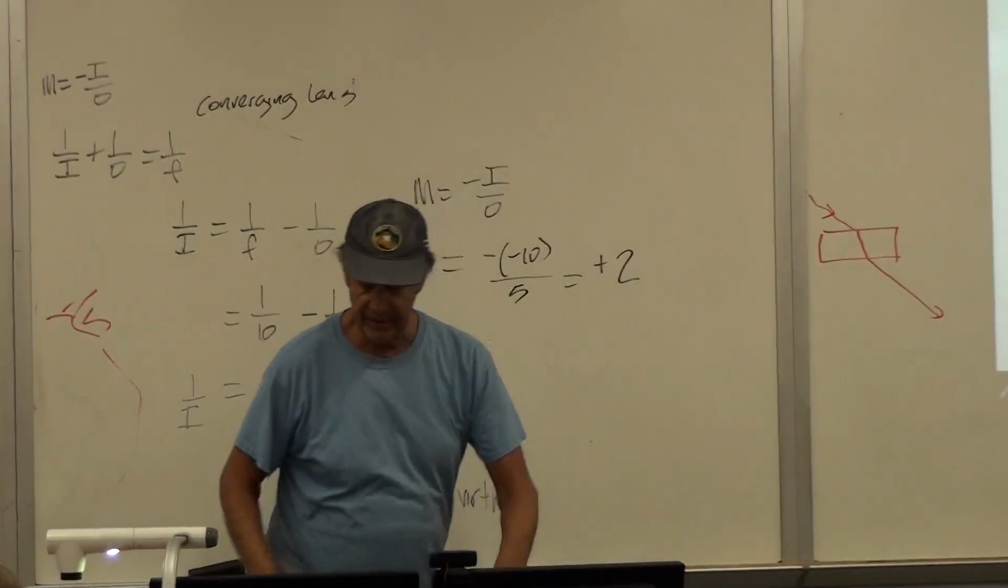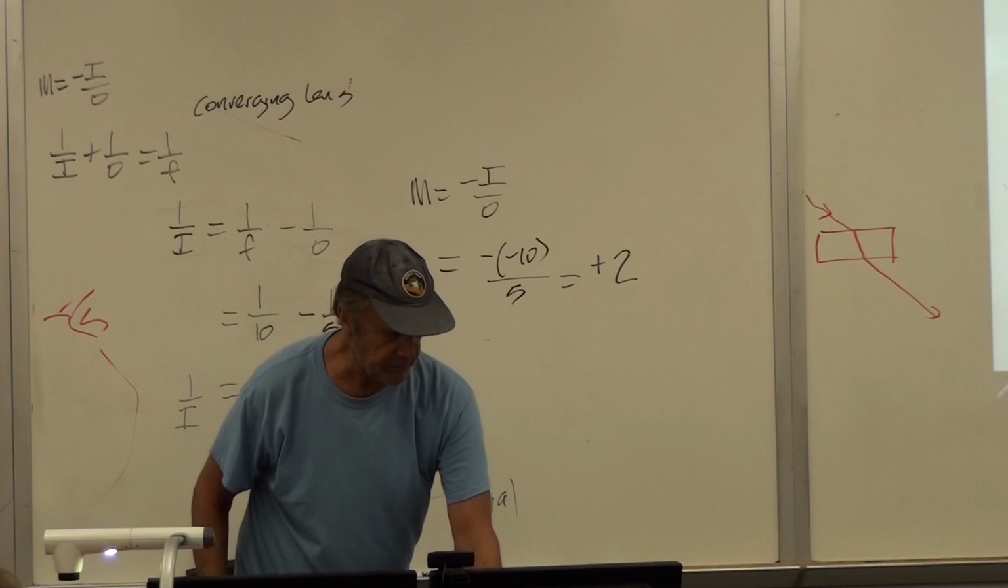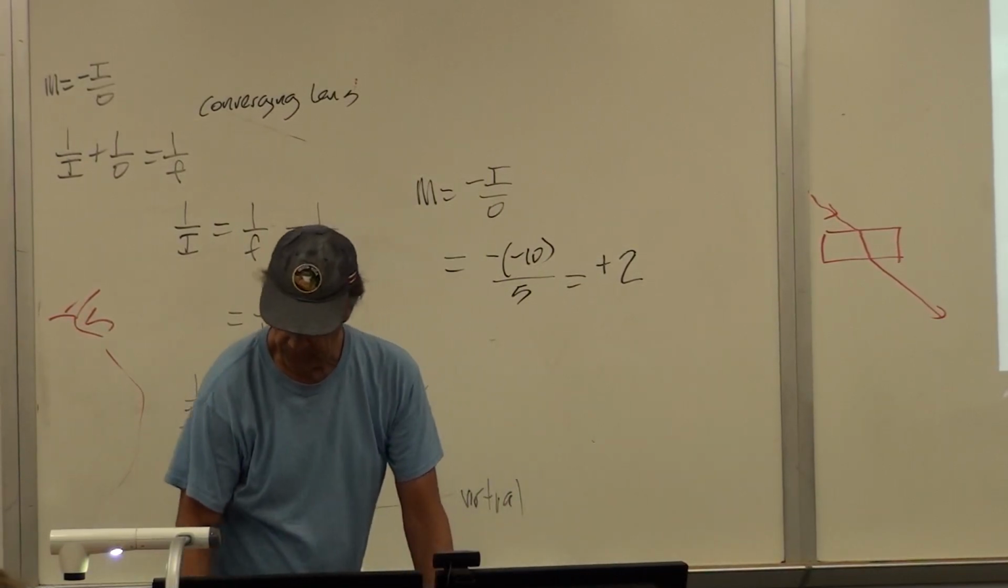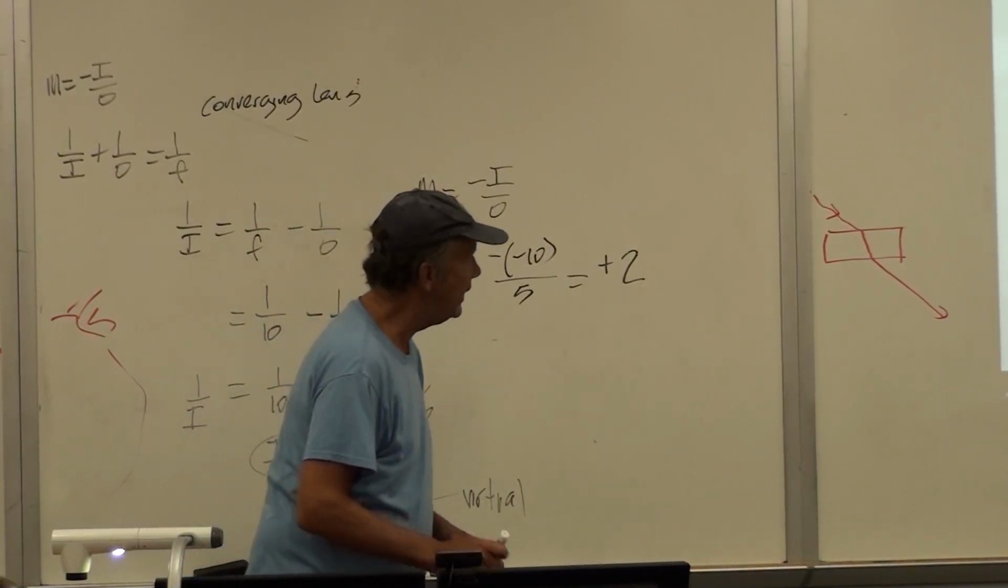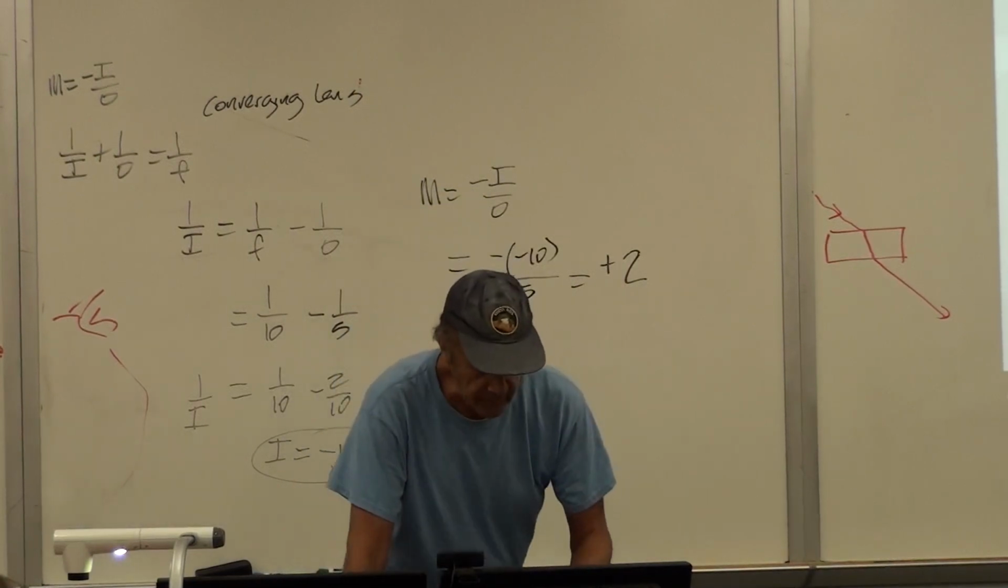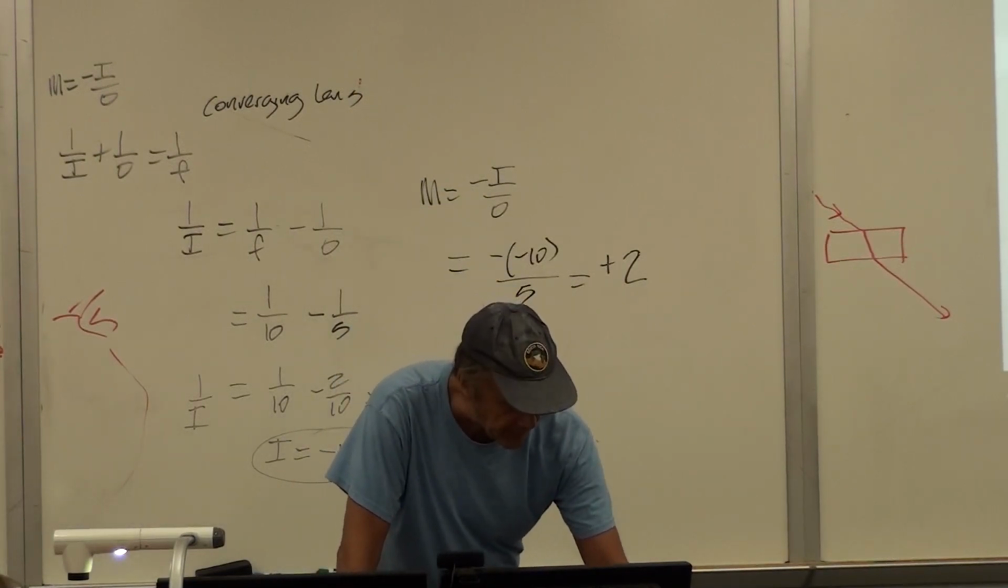Okay, the second kind, case 2, is going to be when your object is farther away than the focal length. I think we kind of know what to expect for that one.